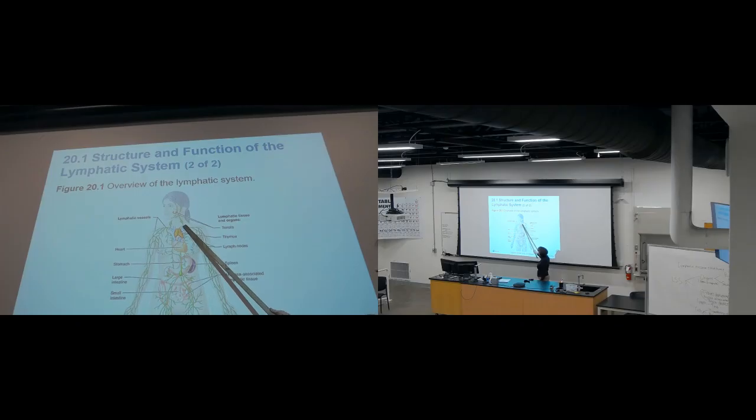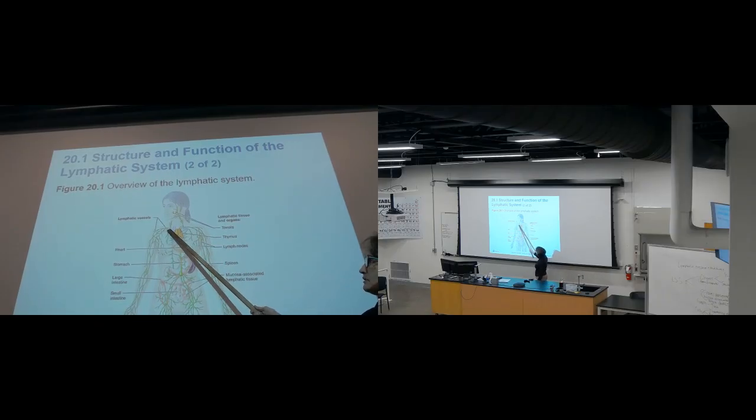Now, this duct, it is the largest in our body, and it drains everything from below the diaphragm and everything from above the diaphragm on the left side, including the upper limb, the thorax, the left hemithorax, and the left side of the head. So that's the thoracic duct.